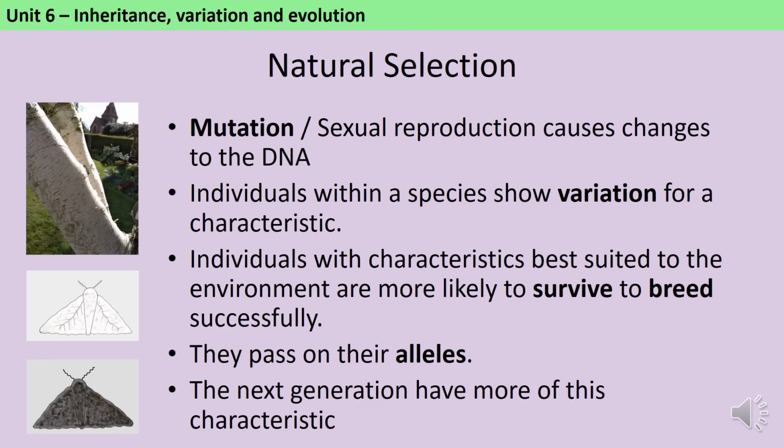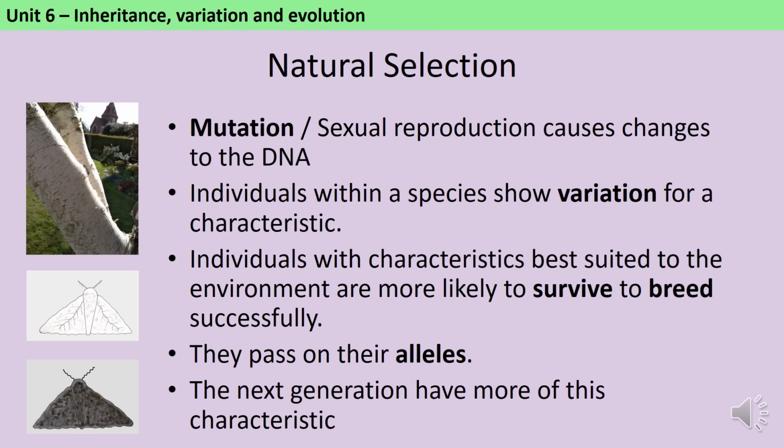Natural selection begins with changes in the genome brought about either by mutation or by sexual reproduction leading to novel combinations of alleles. This means that individuals of a particular species will show variation for a particular characteristic. A selection pressure can then act on this. This might be the likelihood of being killed by a predator or access to a particular food source. The individuals that are best adapted to that environment are most likely to survive and, crucially, to breed successfully. In doing so, they're able to pass on their alleles, and therefore the next generation of that species will have more of that particular successful characteristic.